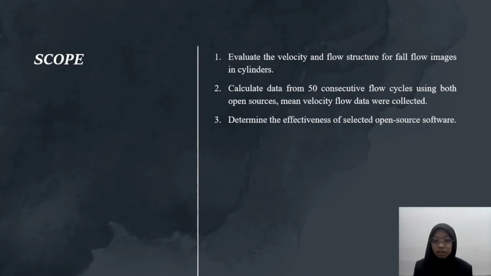First, evaluating the velocity and flow structure for four flow images in cylinders with open source software. Second, by calculating data from 50 consecutive flow cycles using both open source software, mean velocity flow data will be collected. Lastly, the scope of this project involves determining the effectiveness of the selected open source software.